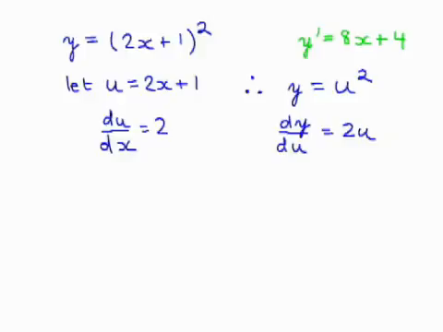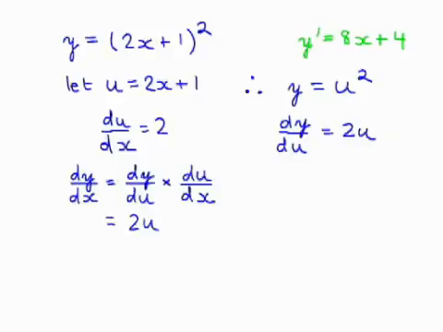According to the chain rule, dy dx is equal to dy du times du dx. So I merely substitute in the values that I worked out in the previous step. Dy du is equal to 2u, and I'm multiplying that by du dx, which is 2.